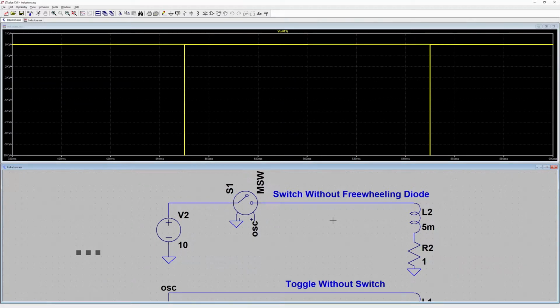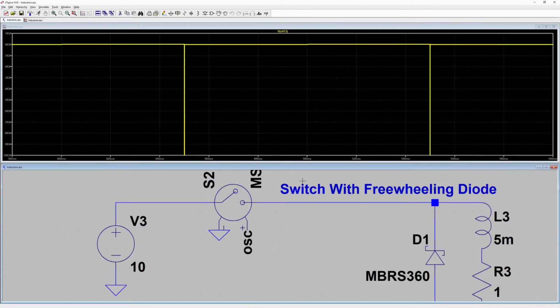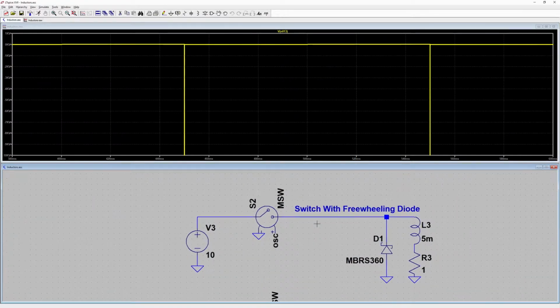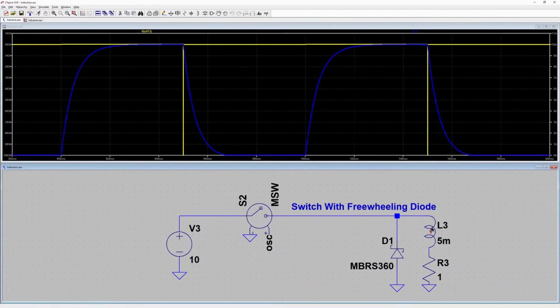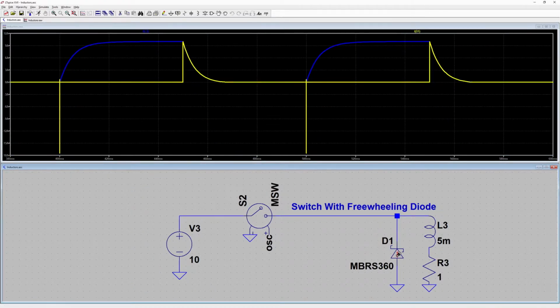There is. By adding a freewheeling diode, D1, across the inductor such that it does not conduct when the inductor is switched on, it will allow the energy stored in the inductor to safely dissipate by allowing the inductor to draw current through the diode when the switch turns off.